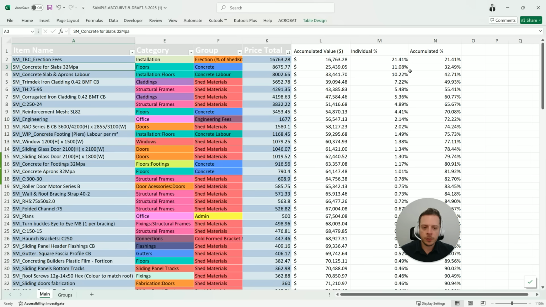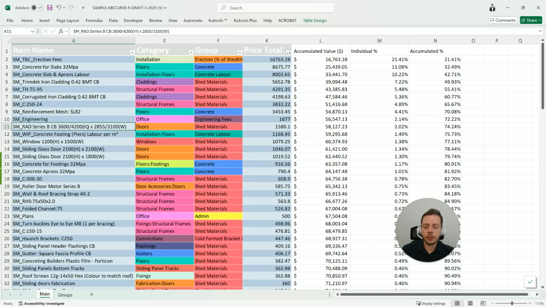And if you put in the concrete for a slab with concrete apron, labor, and also some concrete reinforcement mesh, and we start accumulating that, we can see that the erection and the concrete will represent around 40 to 50%. It depends on the shed price, but it's a very important part so far. And then we do have some important items such as trim deck, iron cladding, and maybe engineering fees.